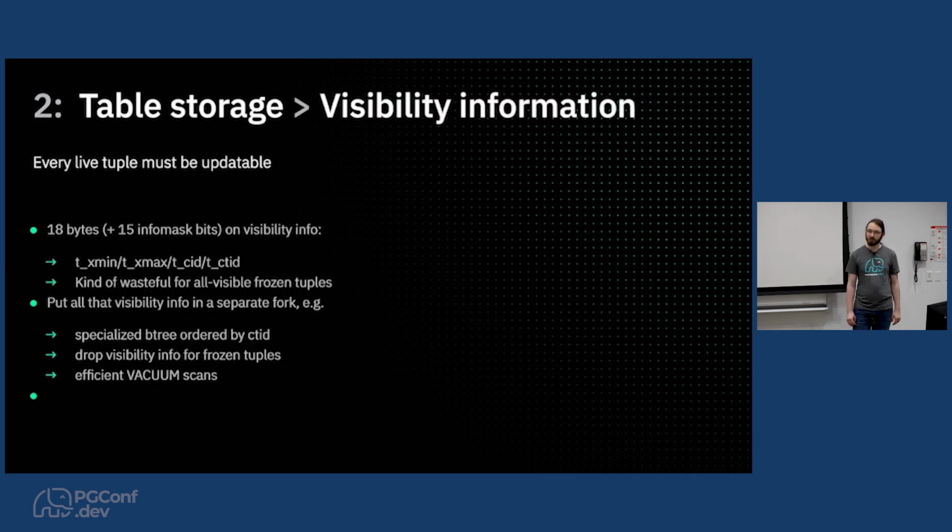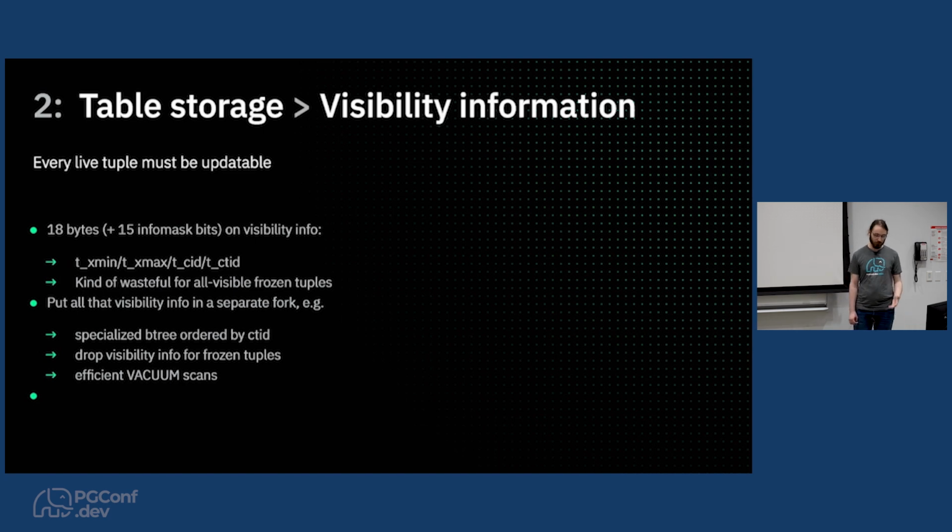As for visibility information, every tuple has a 24-byte, technically 23, but 24-byte tuple header, of which 18 bytes are visibility information, plus 15 info mask bits. It's actually quite a lot of data, and it's basically wasted data while the tuple is actually frozen.